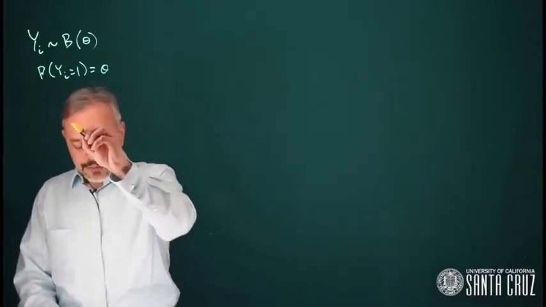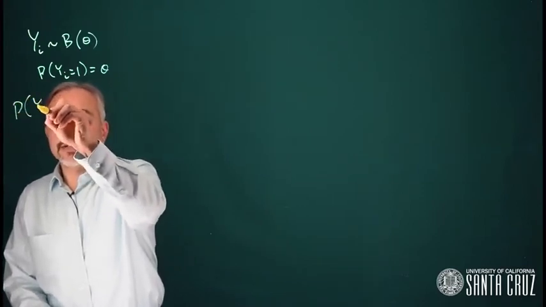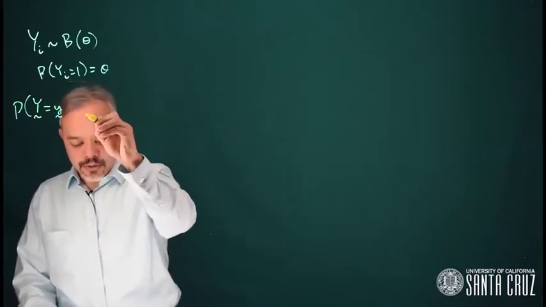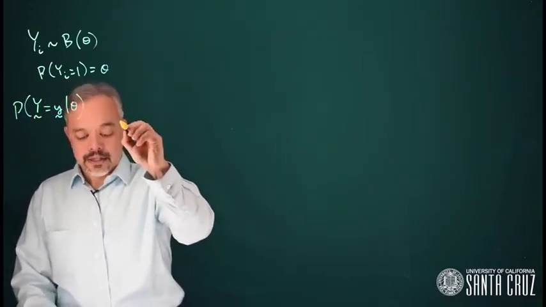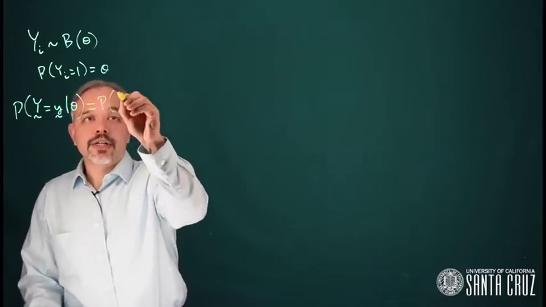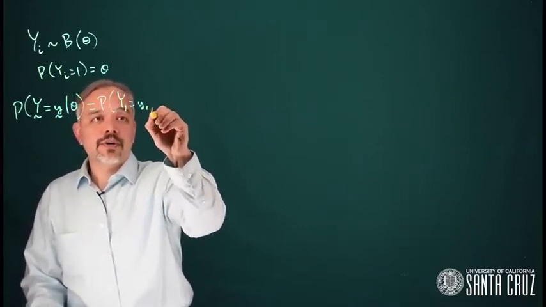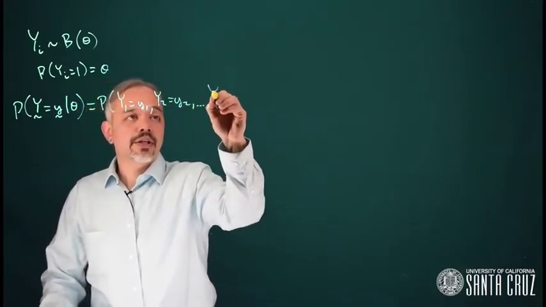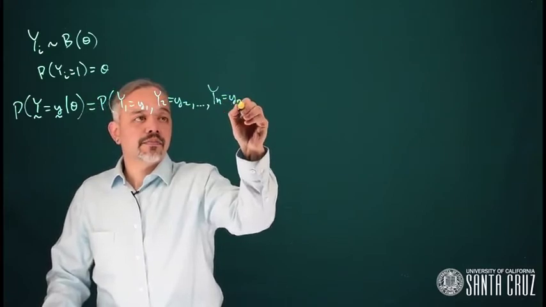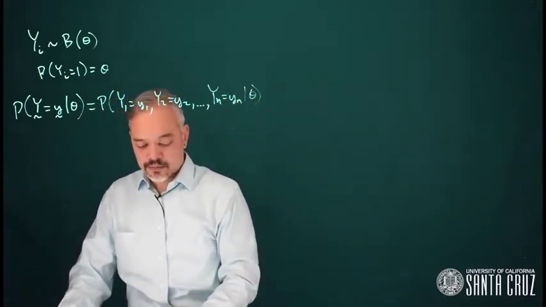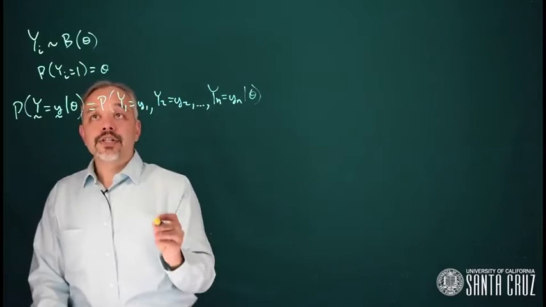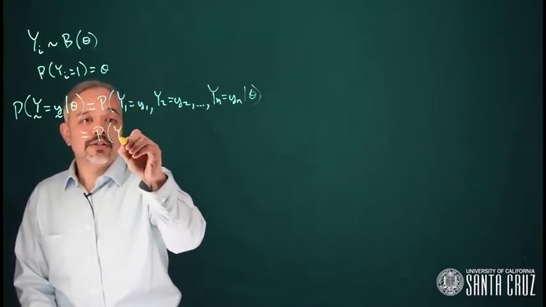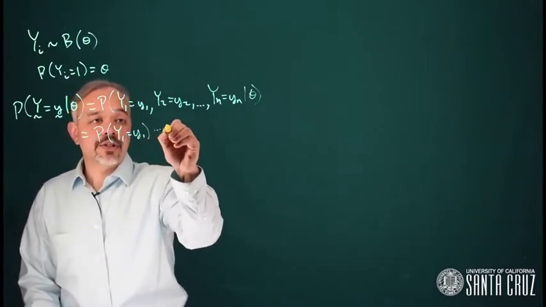The probability density function for the entire set of data we can write in vector form. Probability that all of the y's take some value little y, given a value of theta. So this is the probability y1 takes some value little y1, y2 takes some value little y2, 0 or 1, and so on up to yn. Because we're viewing each of these as independent, then this is just the product of the probabilities of each of these individual ones.